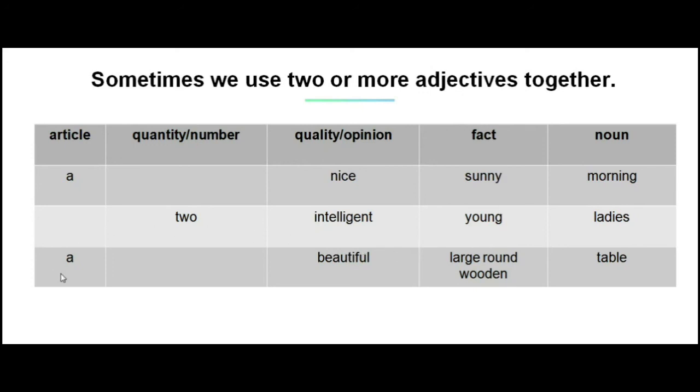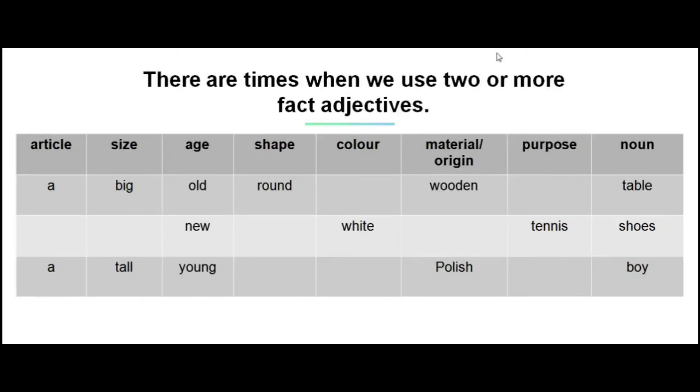And in this sentence, a beautiful large round wooden table, there are sets of adjectives describing the noun table. Beautiful, the quality or opinion. Large round wooden is the fact. Now, there are times when we use two or more fact adjectives. Let's have a look at the table below.